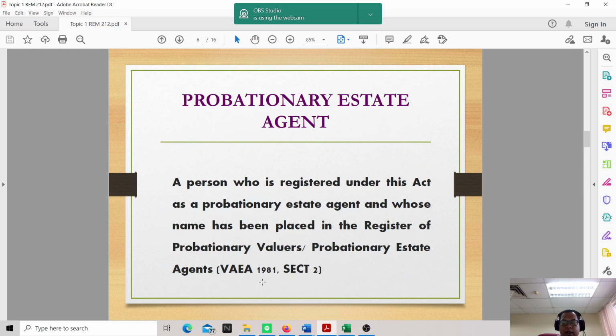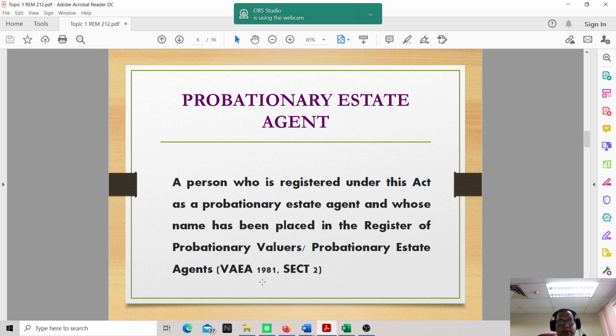So now we look into what is a probationary estate agent. A negotiator doesn't necessarily become a probationary estate agent. For you to become a probationary estate agent, like I said before, you must have a certified diploma or certificate that is accredited by the Board of Valuers.